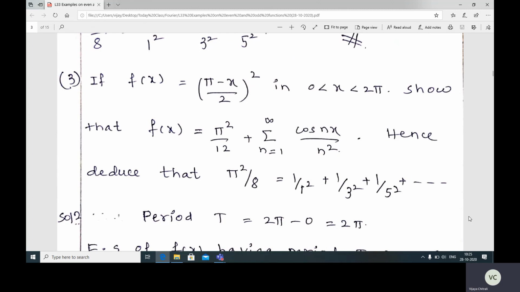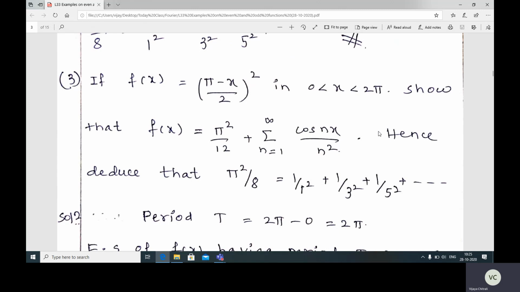And if the interval is 0 to 2 pi, to check whether the given function is even or odd, we are replacing x with 2 pi minus x. If f of 2 pi minus x is equal to f of x, then the given function is even. Even function means bn is equal to 0, and a naught and an we need to calculate. If f of 2 pi minus x is equal to minus f of x, then the given function is odd. You need to calculate only bn, and a naught and an are both equal to 0.